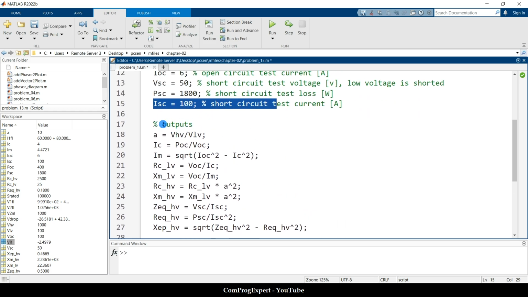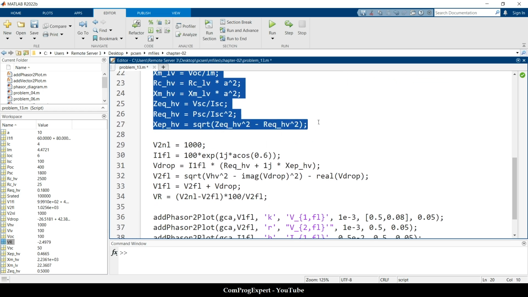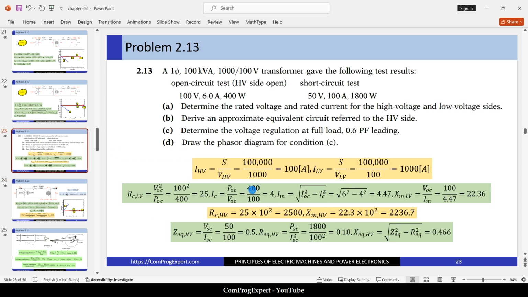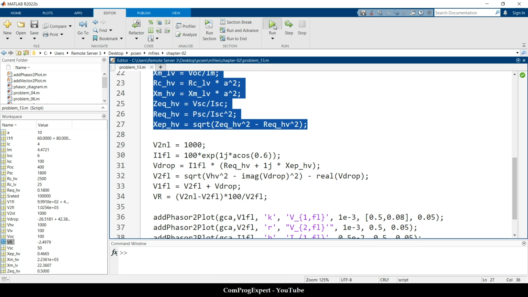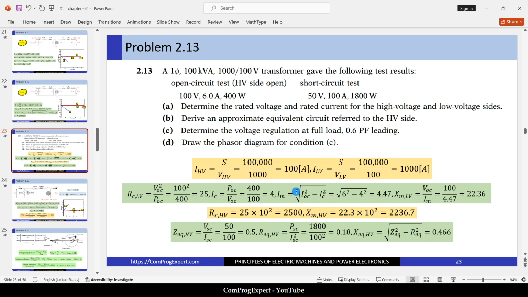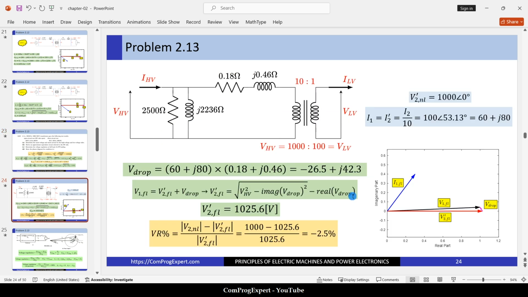Here we have these outputs. I implemented these equations here, equations of this slide. If I run this M file, you can see these numbers, for example, the equivalent resistance, core current, the magnetizing current, and so on. You can check the value of the parameters that we have here with the parameters that we calculated. So let's calculate the voltage regulation.